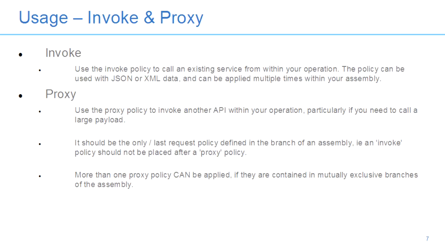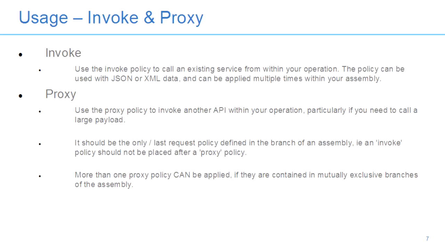It does allow you to call another API within your operation, especially if you want to call large payloads, because it uses the service routing URL mechanism within DataPower, whereas the invoke uses a URL open. So the proxy provides more functionality in getting larger payloads and things back.